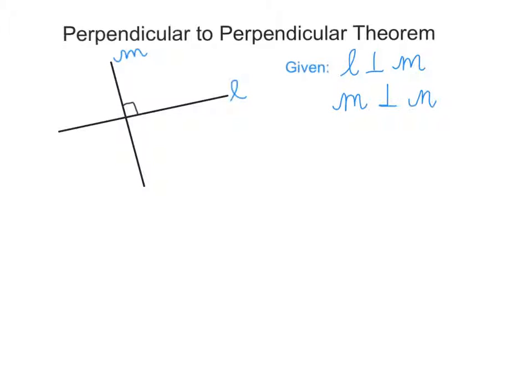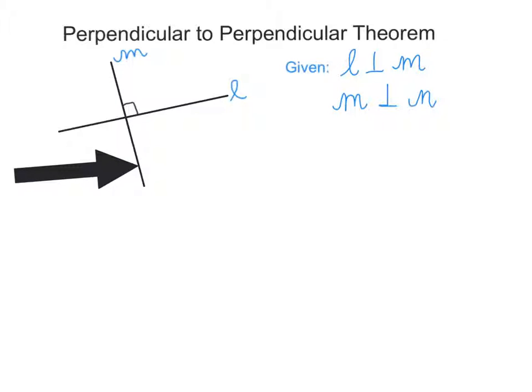Last but not least, we have the perpendicular to perpendicular theorem. Okay, I'm given that line L is perpendicular to line M, and line M is perpendicular to line N. So go ahead and use the picture I've already drawn, pause the video, and figure out how you would draw line M is perpendicular to line N on this diagram.